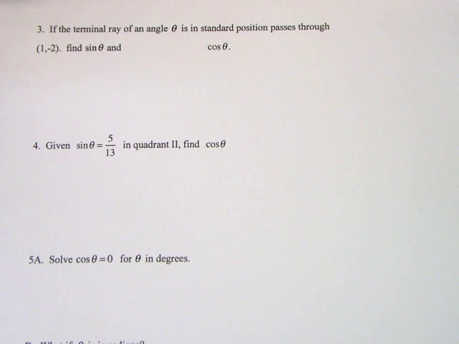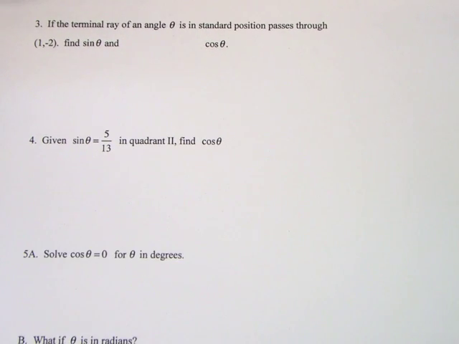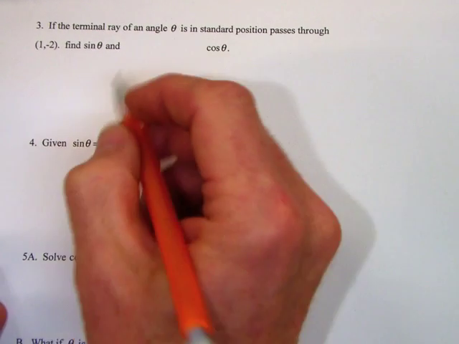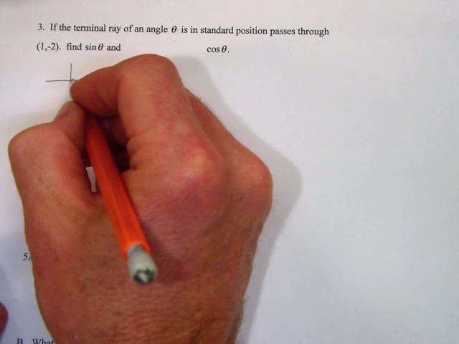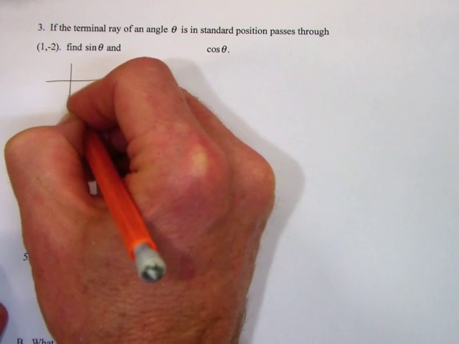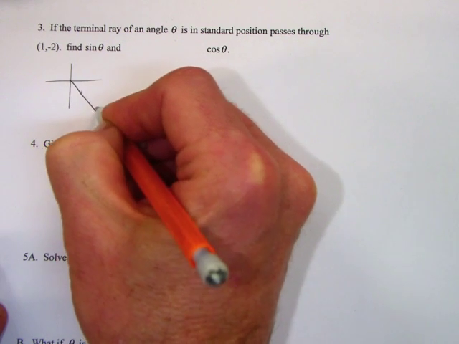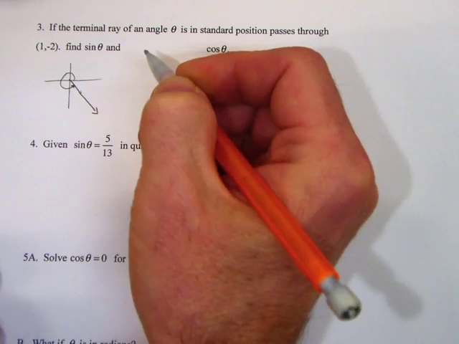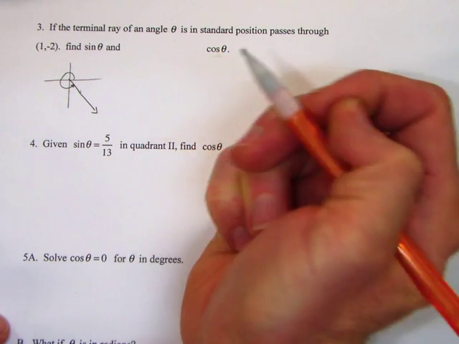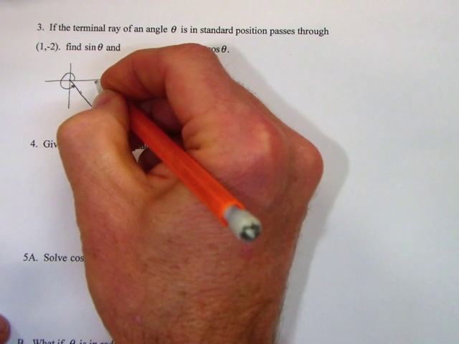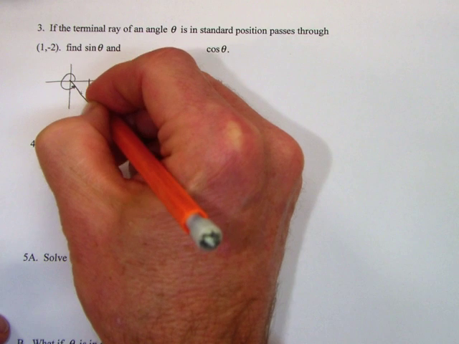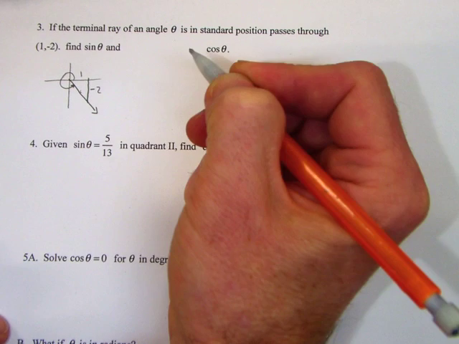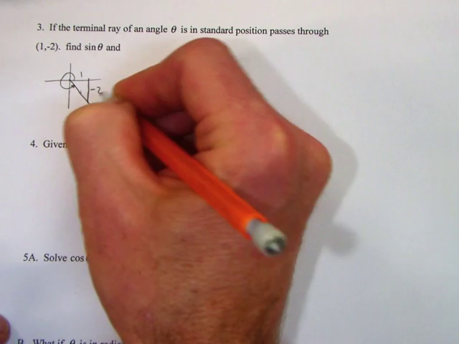Let's take a look at the next part. We have, if the terminal ray of an angle theta, now we talked about terminal ray in a previous section, if the terminal ray is in standard position and passes through this point, well, let's plot this point. +1, -2, doesn't have to be perfect. And there's our ray. What we're doing is we're starting at the positive x-axis and going around. As long as we take into account the positive or negative lengths, it really doesn't matter. We can use this triangle. I'll call this our horizontal length 1, and our vertical length is -2.